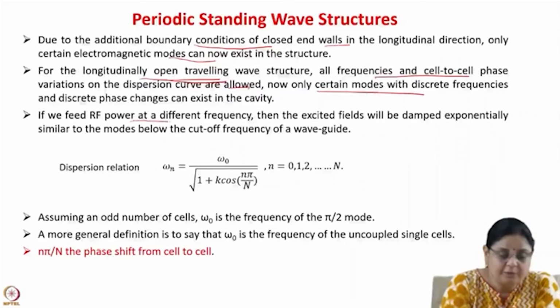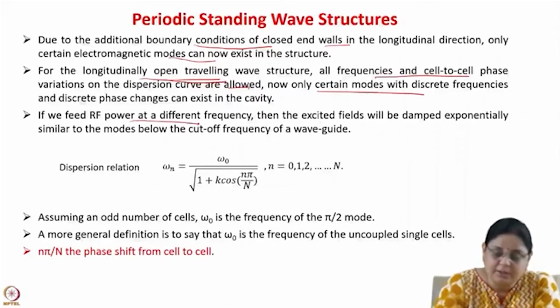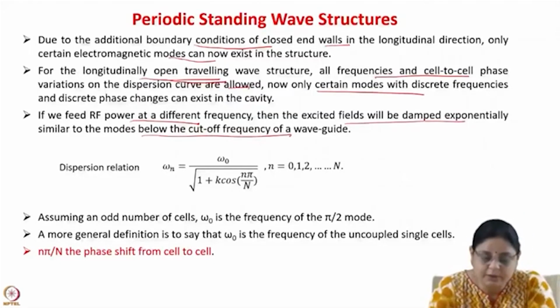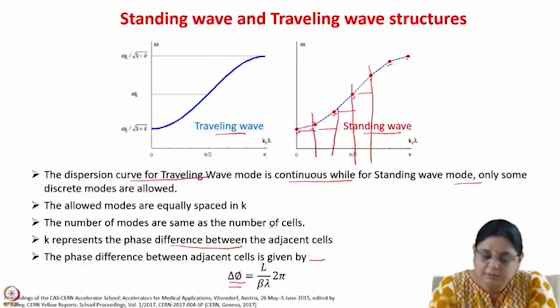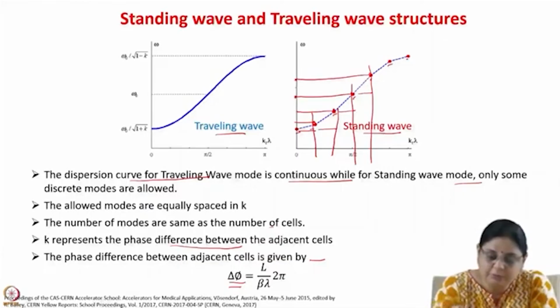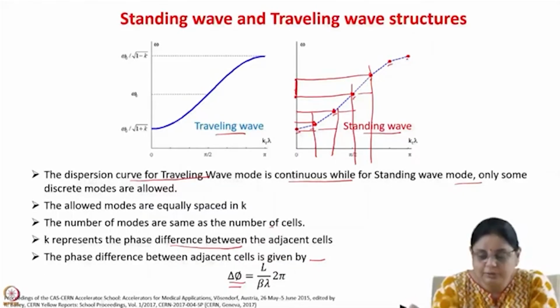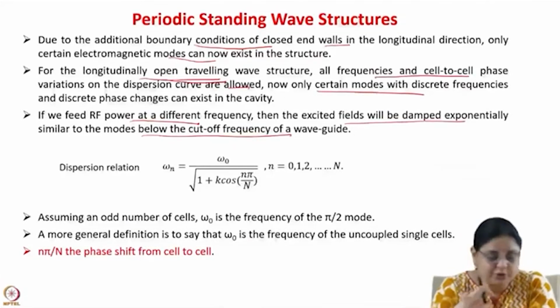So if we feed RF power at a different frequency, then the excited fields will be damped exponentially, similar to modes below the cutoff frequency of a waveguide. Okay, so you have to feed in the power at these discrete frequencies only. So you have to see what is the frequency of these modes, and accordingly feed in power. If you feed in at any value in between, then it will be reflected back or damped exponentially.